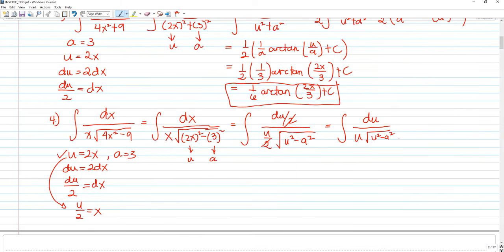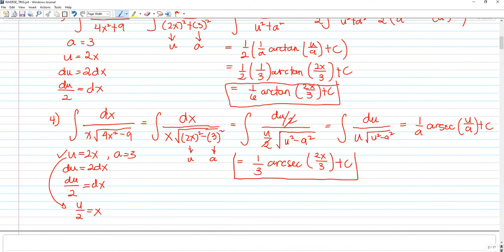So we have 1 over a arcsecant of u all over a plus c. We need to back substitute it. The value of a is 3, so we have 1/3 arcsecant of u, which is 2x, all over a, which is 3, plus c. So this should be our answer for problem number 4.